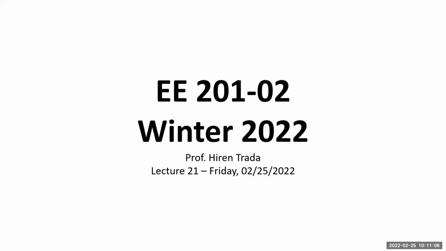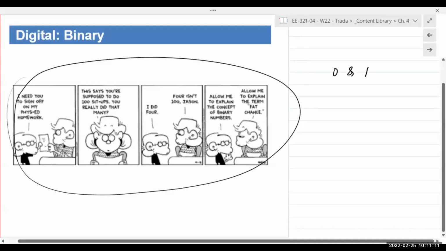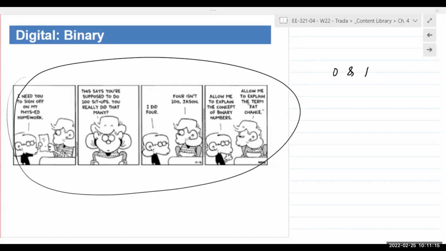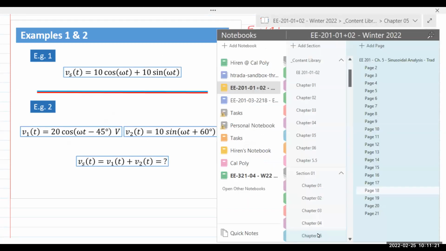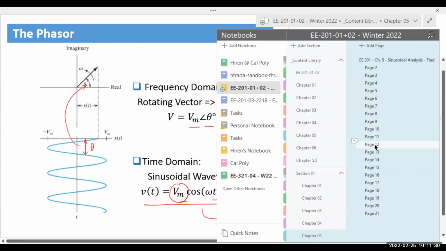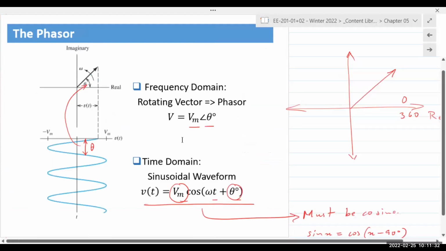So let's see, where did we stop? We stopped right here. Oh, that's 321, sorry. This is S201. And let's go to the right section. Okay.